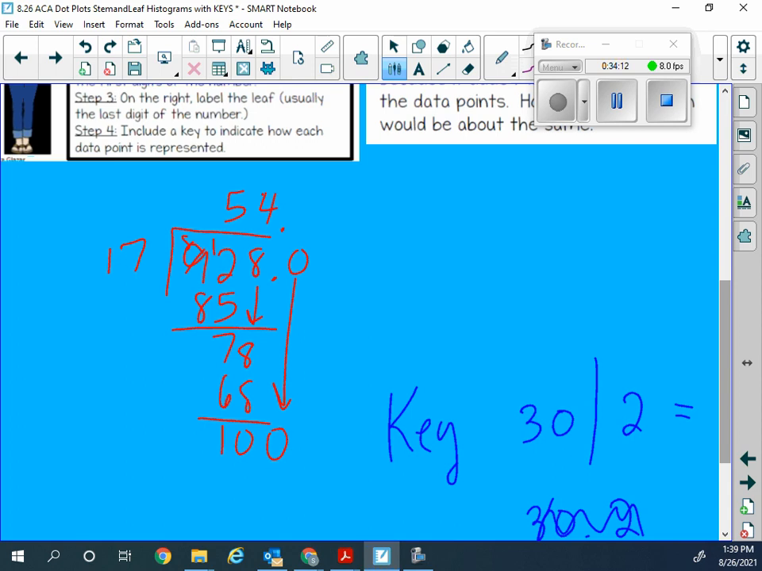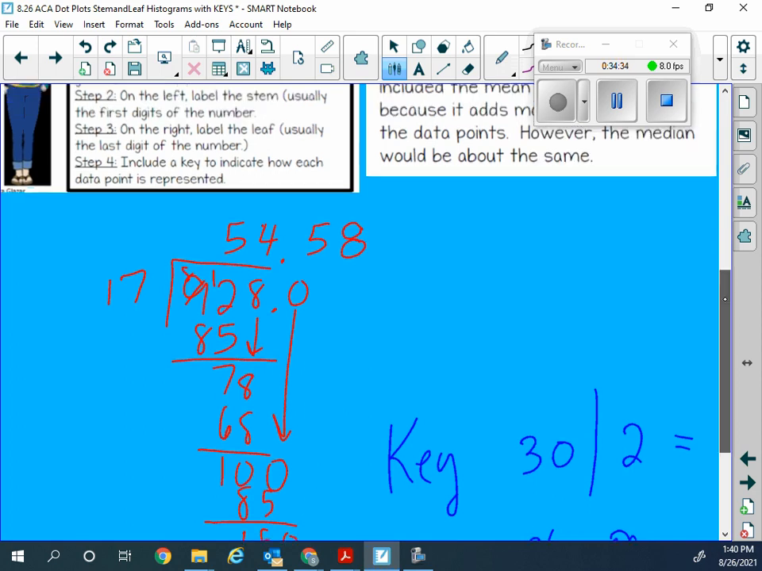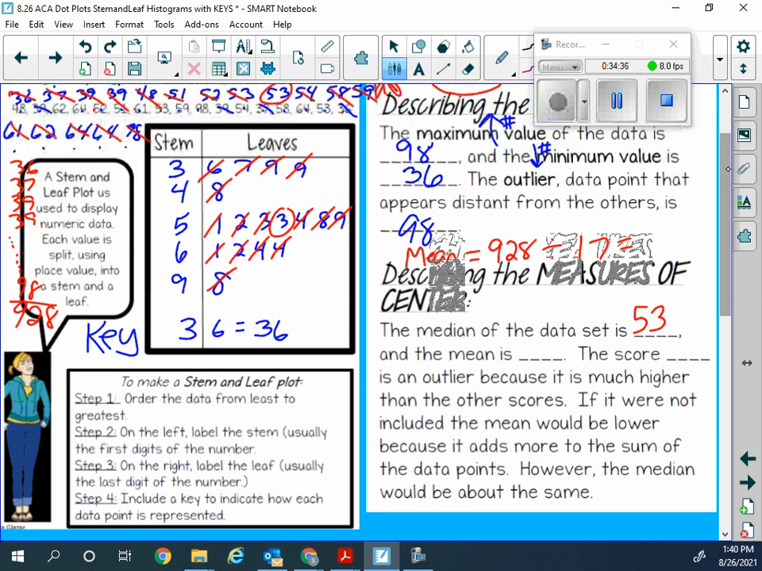Some of you had trouble yesterday on the exit ticket with your division. It would go 5 times, which again is 85. And then that would be 15. Then it's going to go 8 times, and I think there's another number after that. So we'll call it 54.58. That's going to be our mean. We'll put 54.58. And again, that's an estimate.